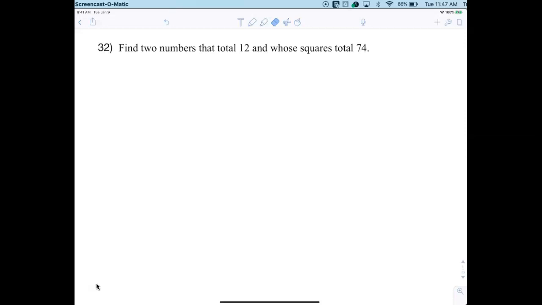All right, what's the first equation? Bo: X plus Y equals 12. Simple as that. X plus Y equals 12. Next equation. Tell me, Sam. X squared plus Y squared equals 74. Does everybody agree with that? Now, what does Y equal?